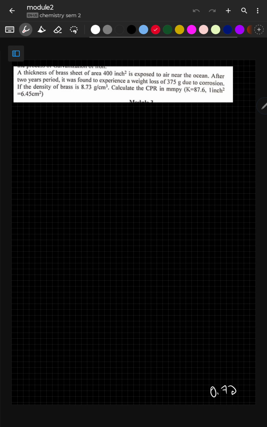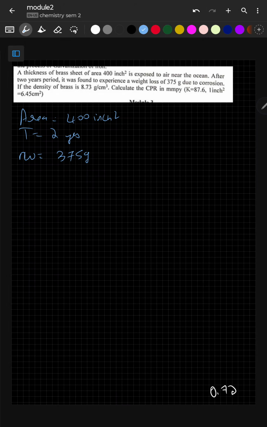Let's do. A thickness of brass sheet of area 400 inch square is exposed to air near the ocean. After 2 years period was found to experience a weight loss of 375 gram due to corrosion. Have we done this question before by any chance? Let me cross check if it is the same one as the previous one. It's literally the same question.